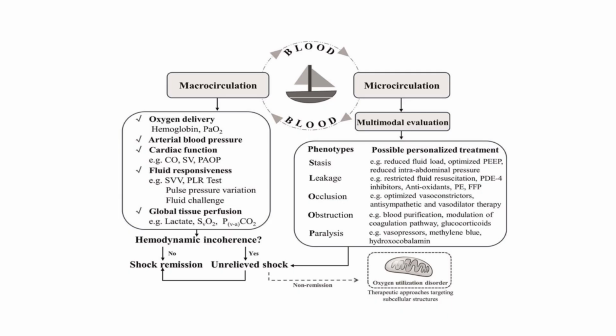And paralysis, where vascular tone is severely impaired. Here, vasopressors or agents like methylene blue may be considered. Finally, if the condition still does not improve, we must consider a deeper level problem. Disorders of oxygen utilization at the cellular or mitochondrial level, where oxygen delivery is adequate but cannot be effectively used.